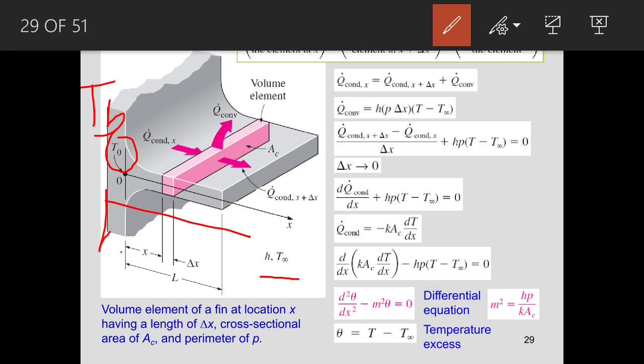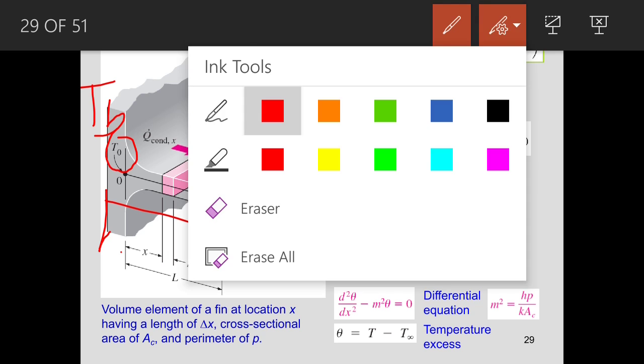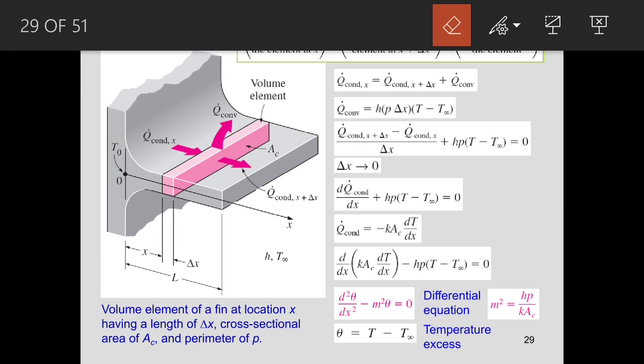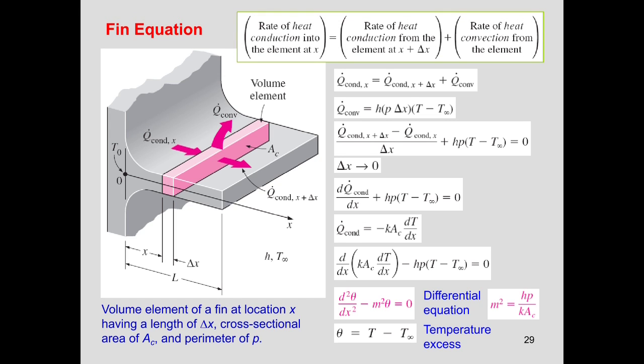And the heat transfer may take place. For that, we have used a volume element, and that volume element is at a distance x from the base. Delta x is the width of that volume element, and the total length of the fin is considered as capital L. Here q conduction x is the heat transfer by conduction from the base material to the volume element.